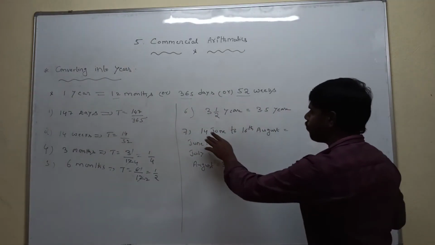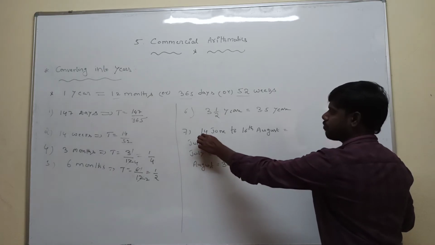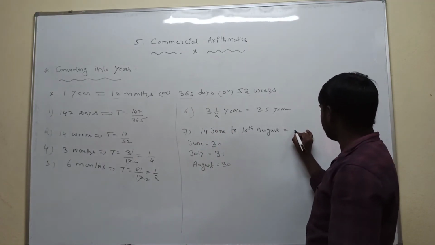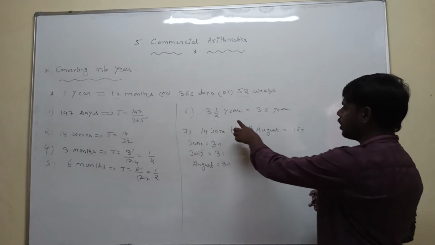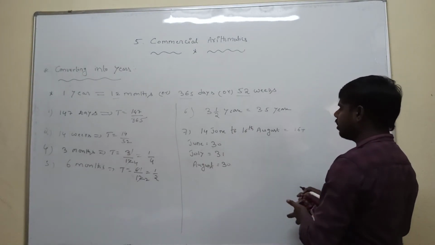See here, 14th June, 30 minus 14, how many days are left? 16. Plus, in the middle, July is there. How many days in July? 31 days.